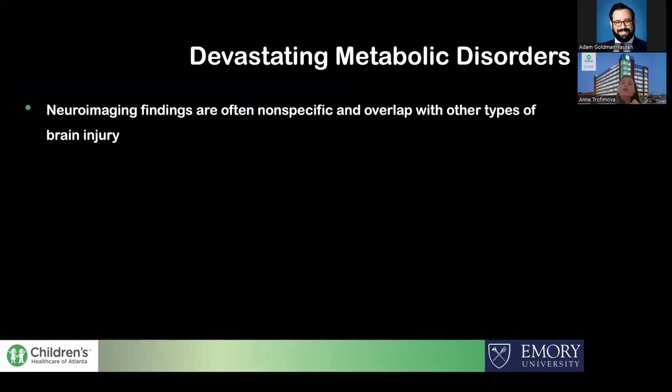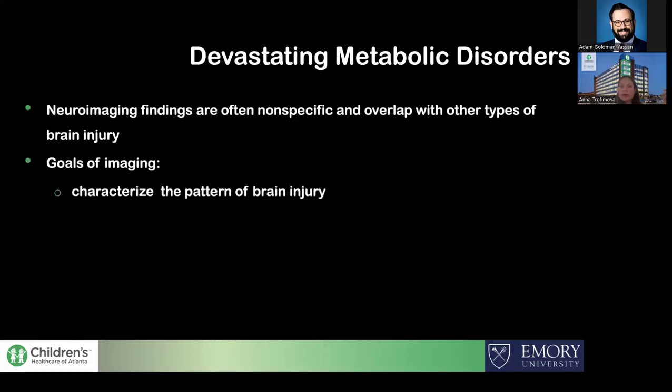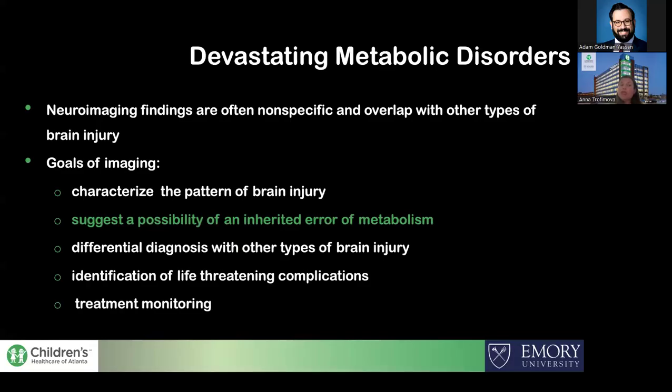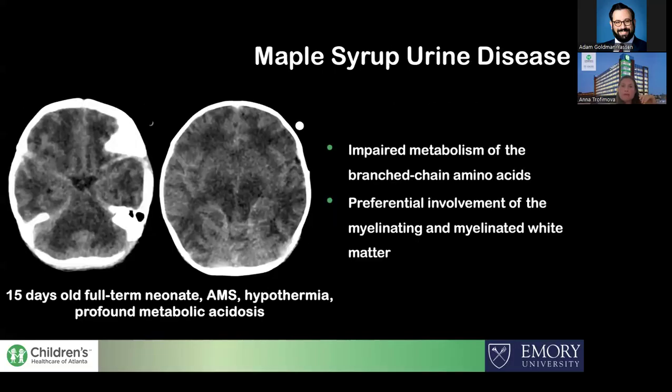And then what's the role of imaging in all this? First of all, of course, neuroimaging findings in this group are often non-specific and can overlap with multiple other types of brain injuries. So the primary goals of imaging in this group are to characterize the pattern of brain injury, suggest the possibility of an inherited error of metabolism, provide differential diagnosis with other types of brain injury, as well as identify life-threatening complications, and also use imaging for treatment monitoring.